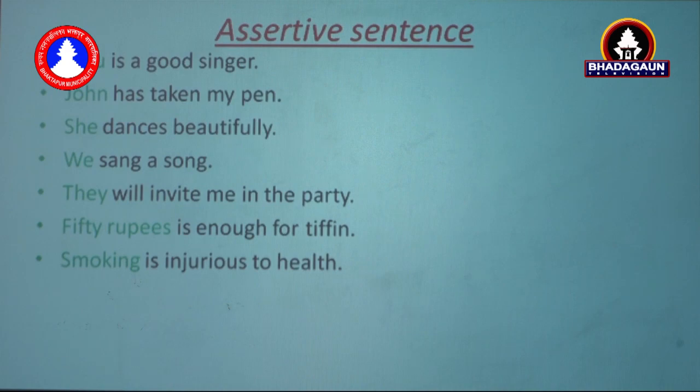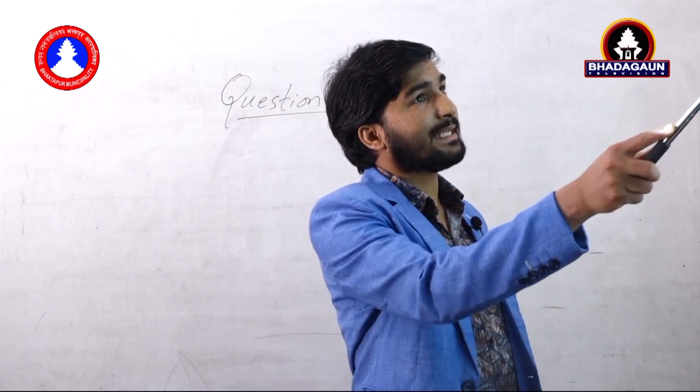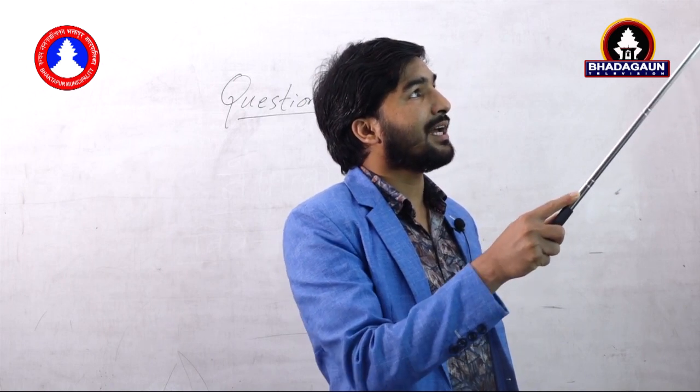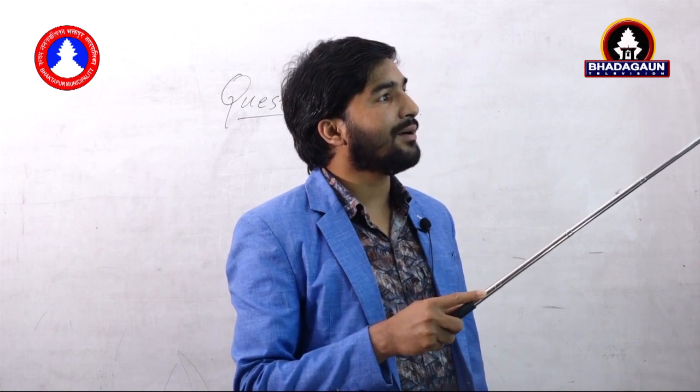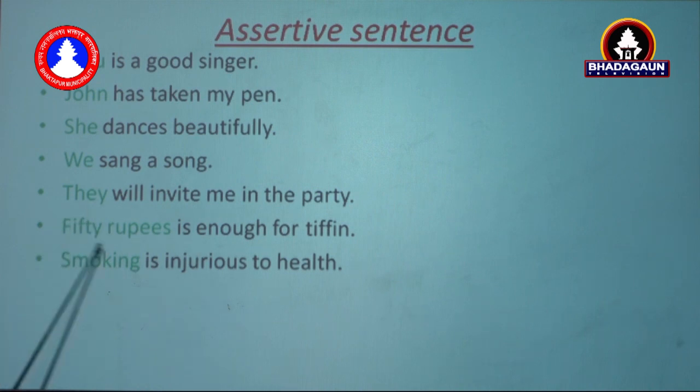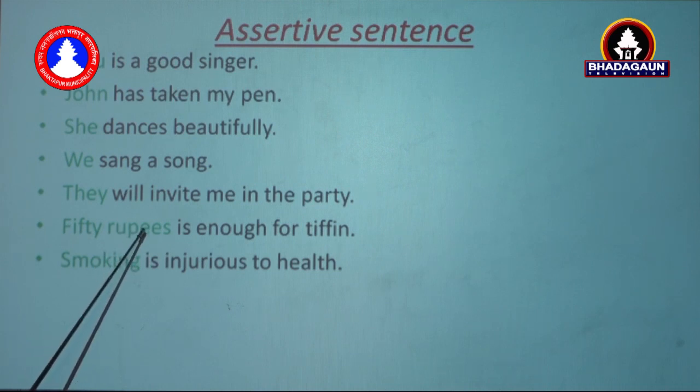These are assertive sentences. So, when we see these sentences, we can say that an assertive sentence starts with a subject, whether that is in the form of noun, Raju, John, or pronoun, she, we, they, right. So, whether there is a noun or pronoun in the beginning used as a subject, that type of sentence is called an assertive sentence. 50 rupees, this is a quantity, right. So, this is also a subject. Smoking, this is bhav ing, gerund. Gerund is also used as a subject.